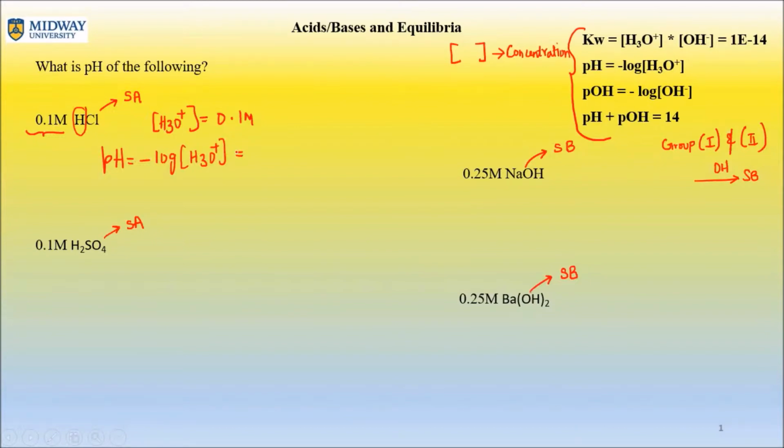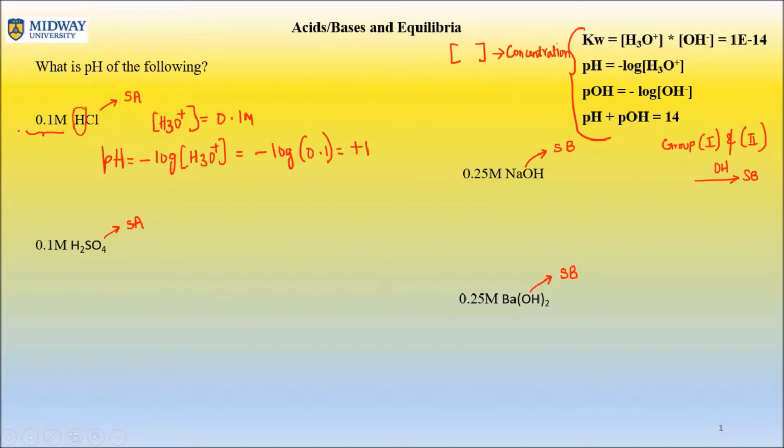So the log of 0.1 is minus 1. So basically you put negative log of 0.1, which will be plus 1.